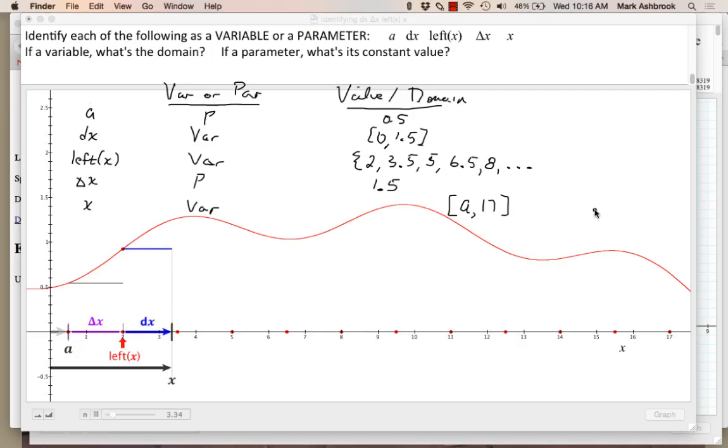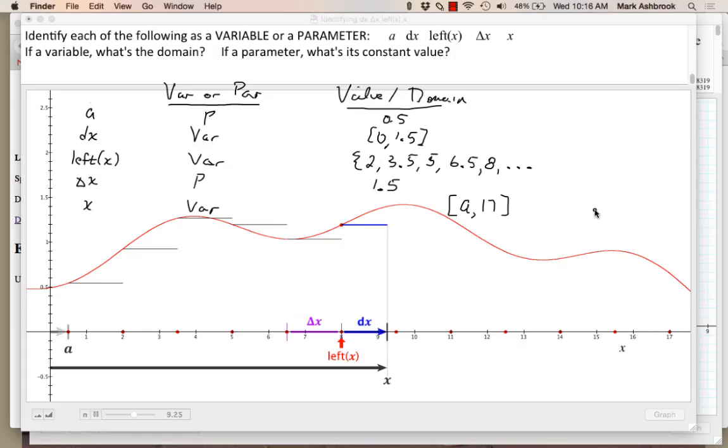But left x continually changes in value. It's always the starting value of that interval, and so that's changing. Now it's 3.5, now it's 5. So they're like apples and oranges, right? Delta x is a length from one x to another. Left x is a particular value of x. Okay? Good question. Other questions? Yes, please.